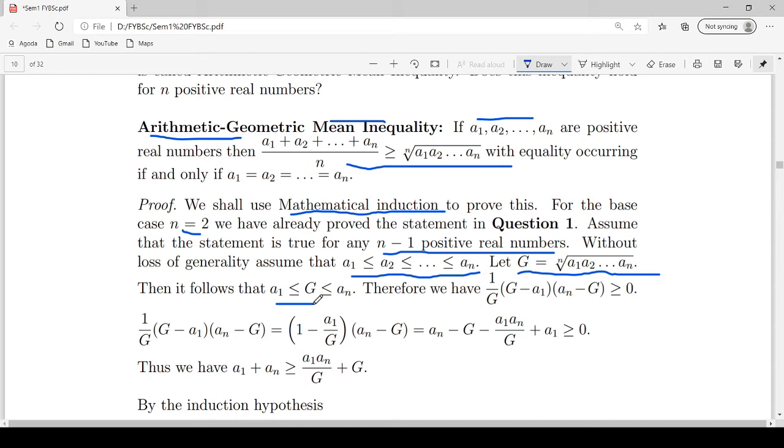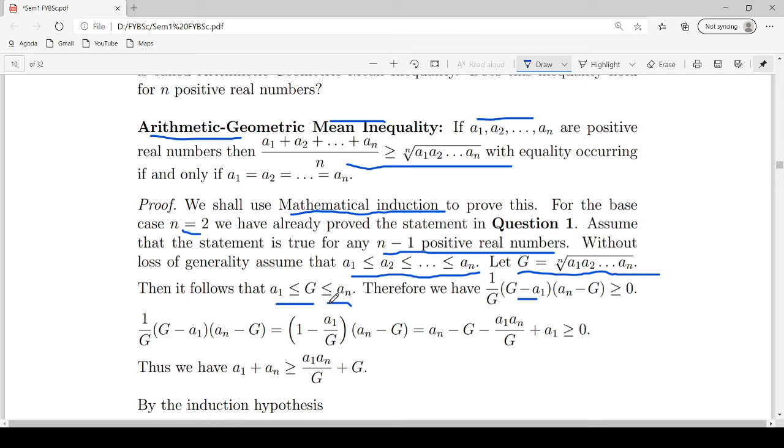Similarly, observe that each of these numbers a1, a2, an is less equal an. Therefore, the product a1, a2, an is less equal an raised to n. And if you again take nth root, you will have nth root of a1, a2, an is less equal nth root of an raised to n. That means you will have g is less equal an. So you have got this inequality a1 less equal g and g is less equal an. Therefore, further, since a1 is less equal g, you can say g minus a1 is greater equal 0.